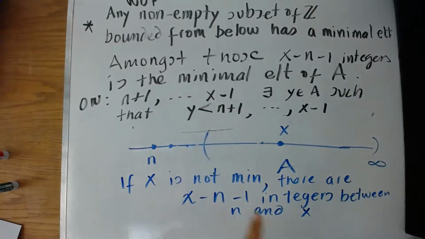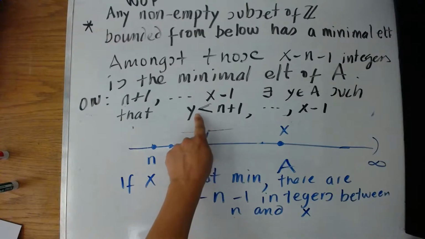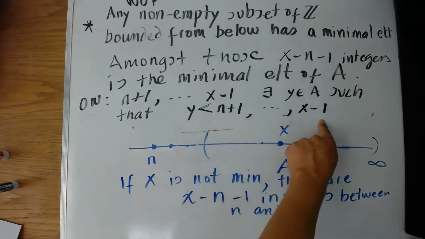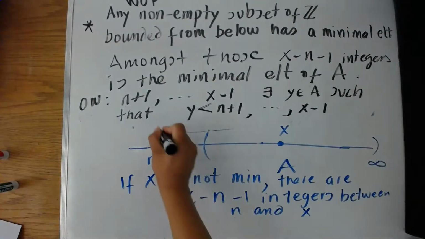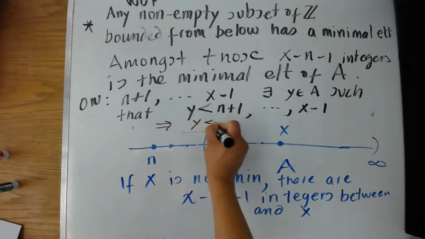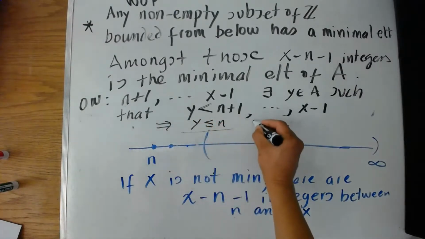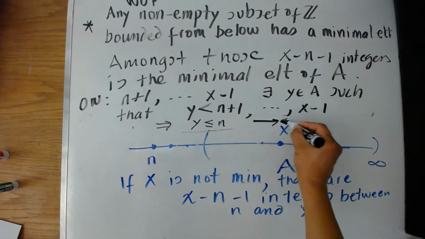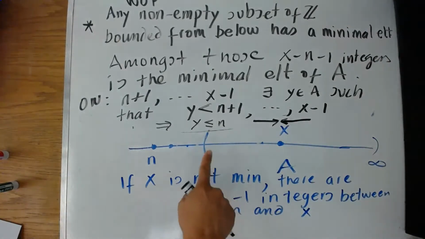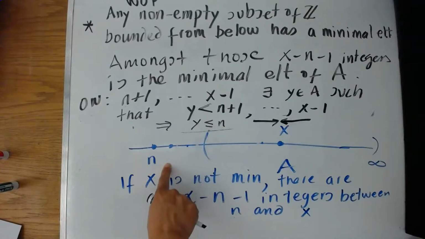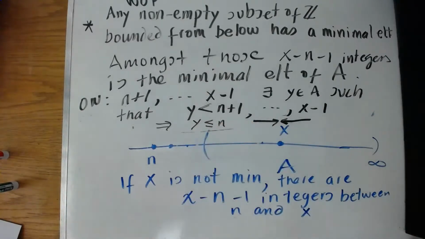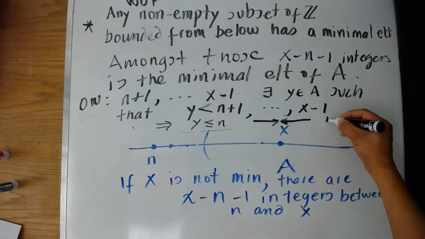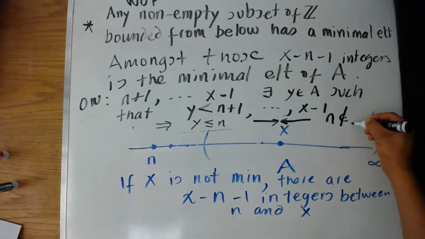But that's a problem, because when I place y to be less than each of these numbers, y has to be less than or equal to n. This implies that y has to be less or equal to n, and that leads to a contradiction. The contradiction is that n itself is not an element of A, but now you're putting an element y in A that is less than or equal to n. This is a contradiction to n not being an element of A.